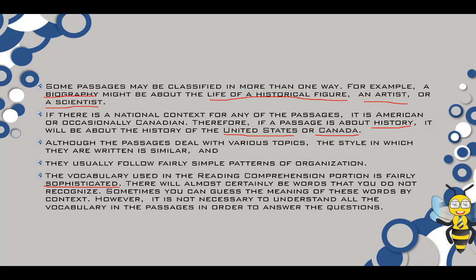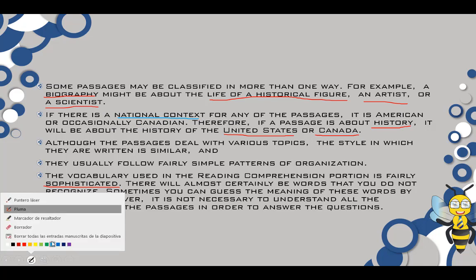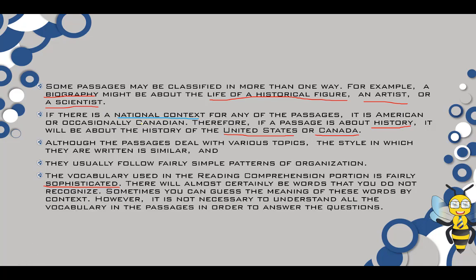So I was saying that we can find a biography about a person, like the life of a historical figure, an artist, or a scientist. If there is a national context in any of these passages, they are always American, occasionally Canadian. They're Canadian or American normally. You will never find a reading about Mexican history. It's not really common actually. So they are normally about the United States or Canada.